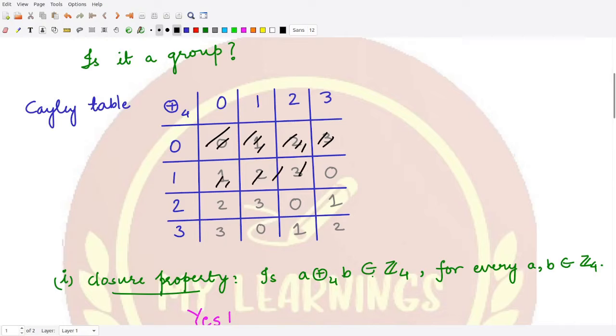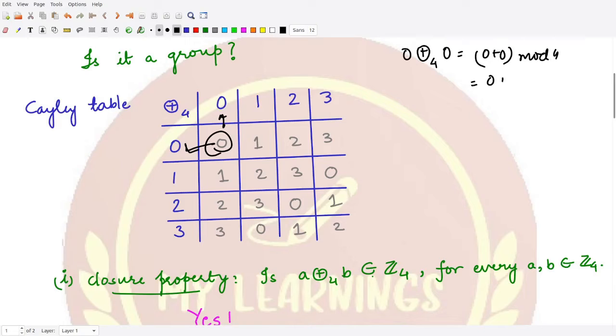So basically we need to solve each of these entries. How can we solve it? For the first entry here, it corresponds to this and this. So basically we will perform 0 addition modulo 4, 0. That means 0 plus 0 mod 4. So what is this? It is 0 mod 4. And what is 0 mod 4? When you divide 0 by 4, the remainder you will obtain is 0. So the answer here is 0, right?